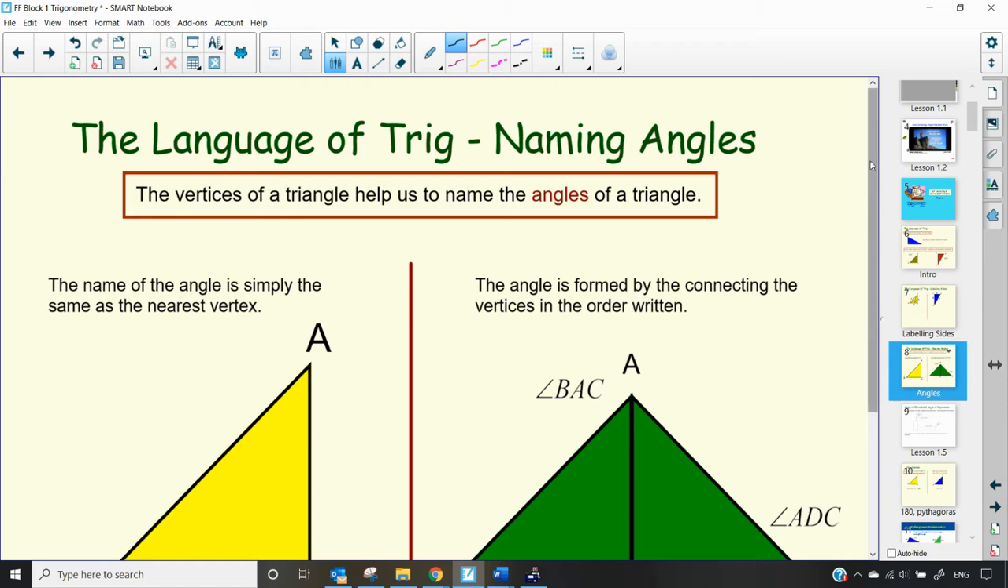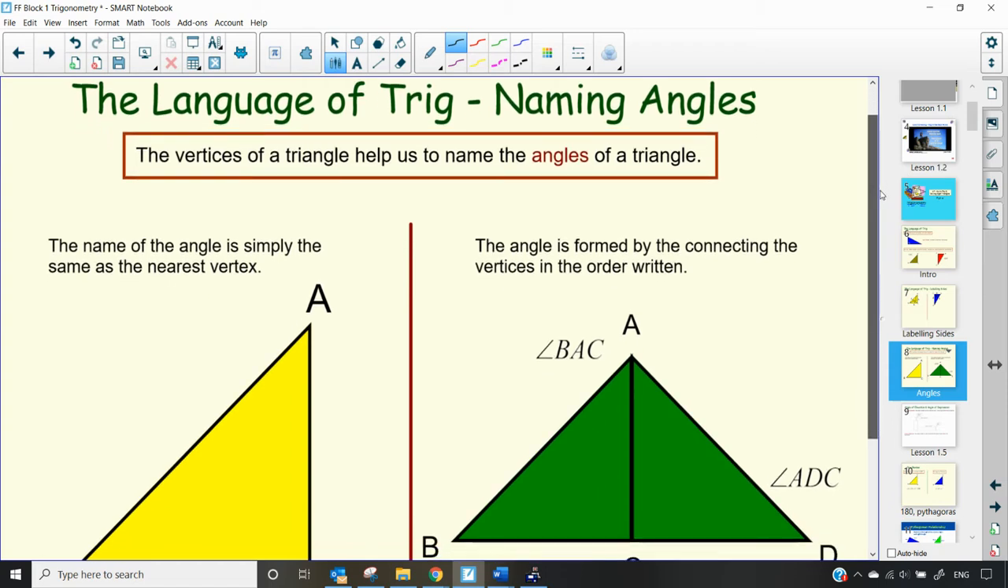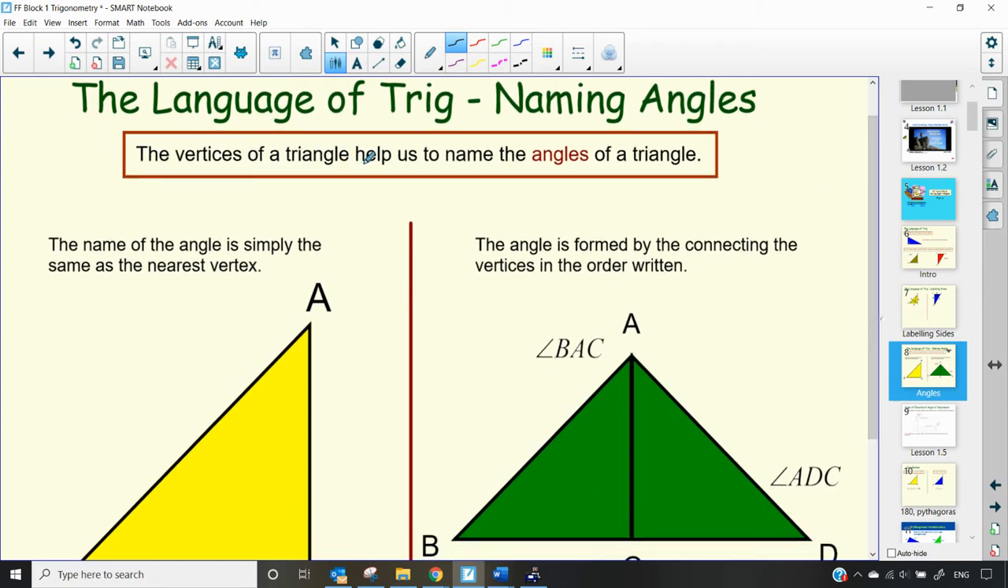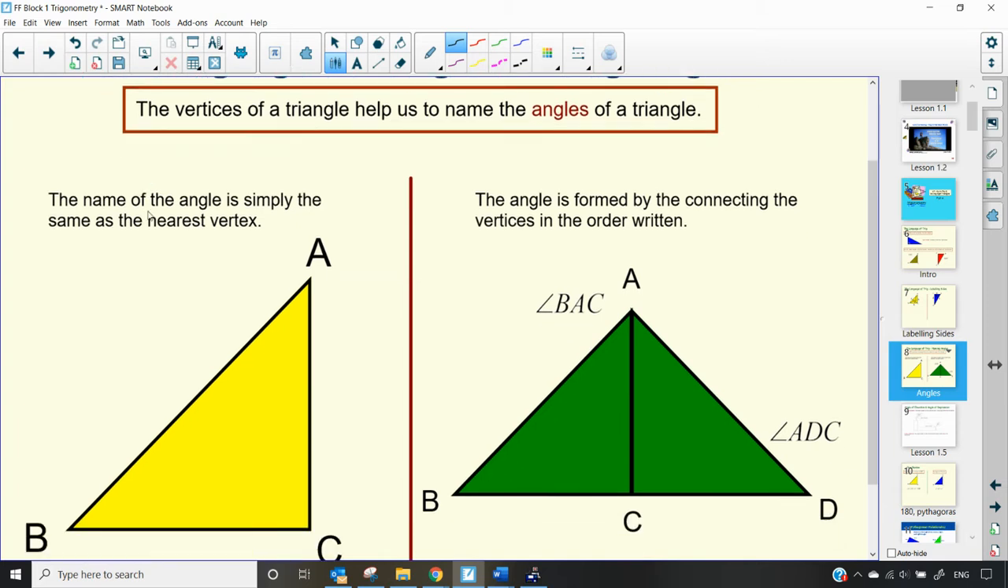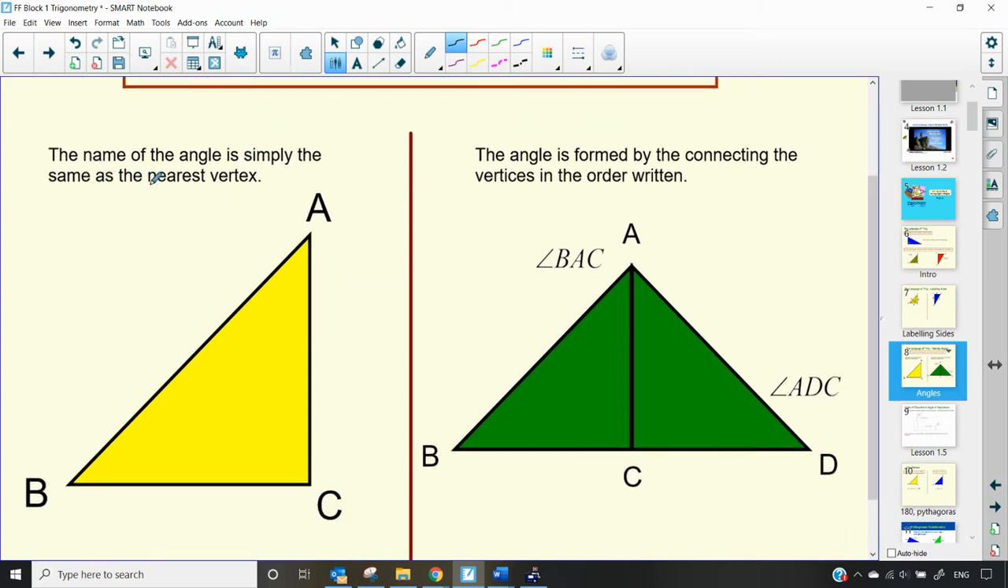Now, looking at angles, if I want to identify the specific angle that I'm looking at, the vertices of a triangle help us to name the angles of a triangle. So if we wanted to name the angles of this triangle here, I could call this angle A. I can call this angle B. Notice I'm going to put a double line there because these angles are not the same size. And then I have angle C. And so I would write the angle symbol with B, C, and A.